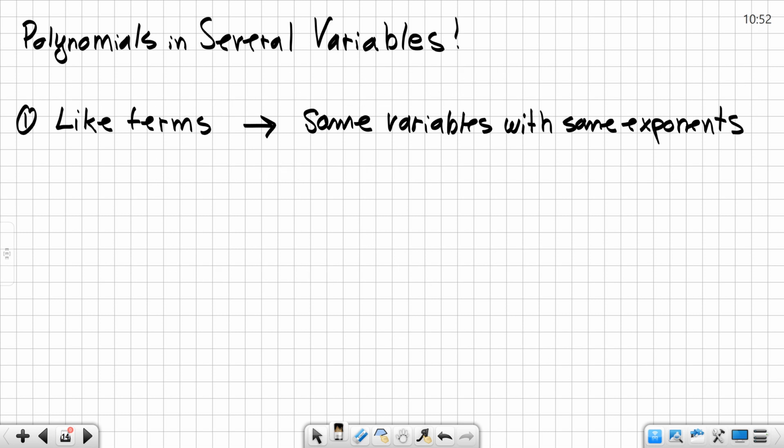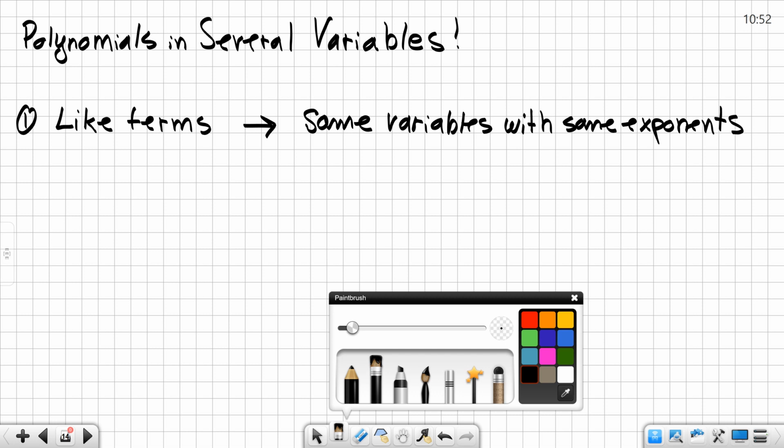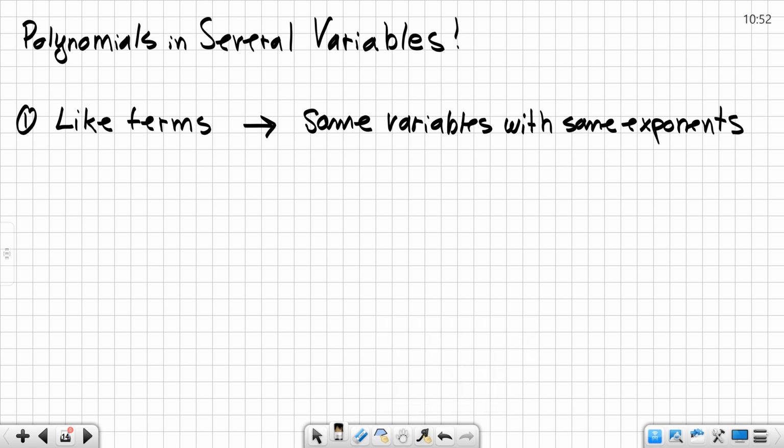Let's have a quick look at what happens if I have more than just one variable. So, polynomials in several variables. First, like terms. How do like terms look at this moment? Well, they have the same variables with the exact same exponents. So, for example, 2x squared y cubed and 5x squared y cubed. These are like terms, and I can add them by doing the same thing as before.